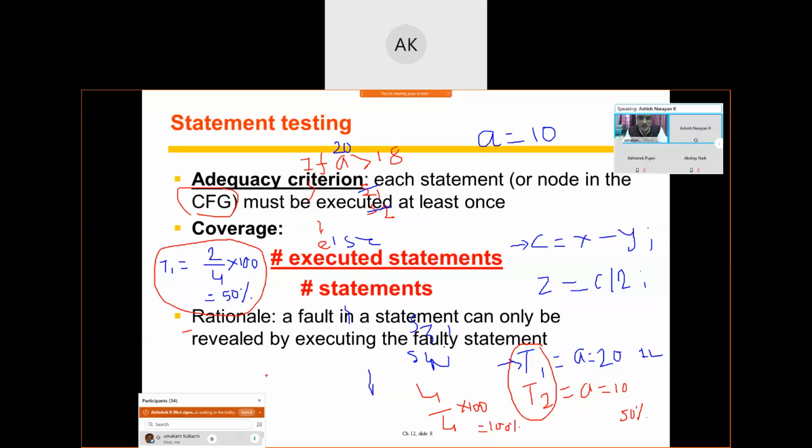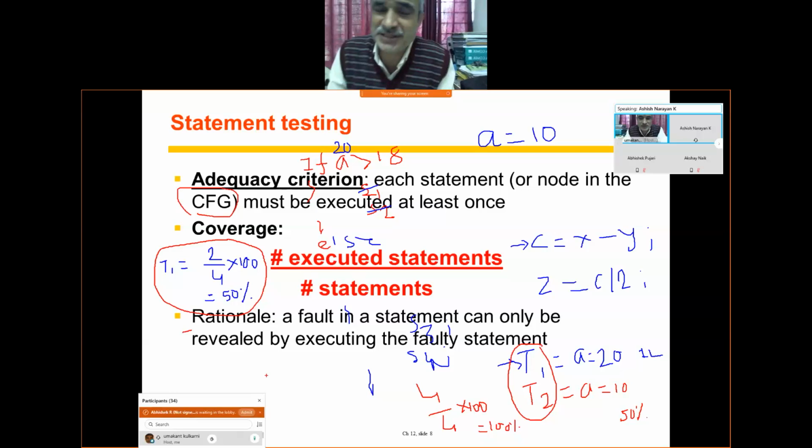In all the cases, condition, decision, path, it is the same idea. Path: number of paths executed divided by total number of paths. Condition: number of conditions executed divided by total number of conditions. In case of decision, number of decisions executed divided by total number of decisions. Are you getting it? But we will cover all the things with examples.